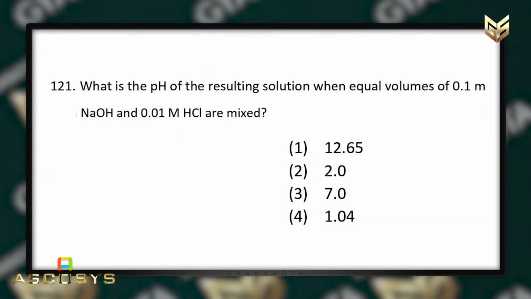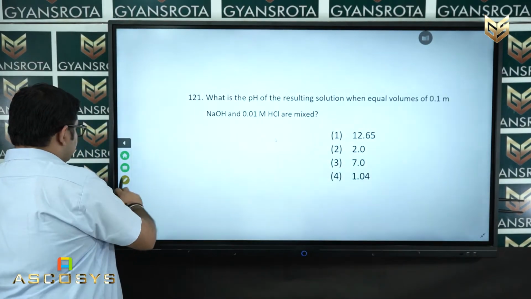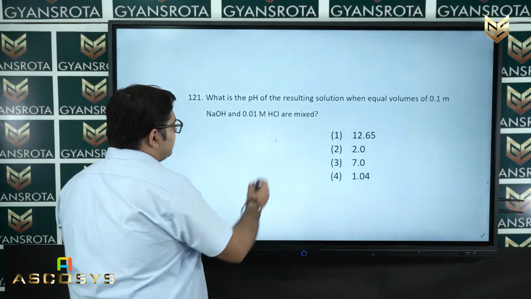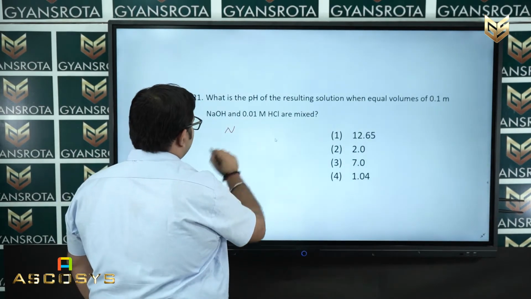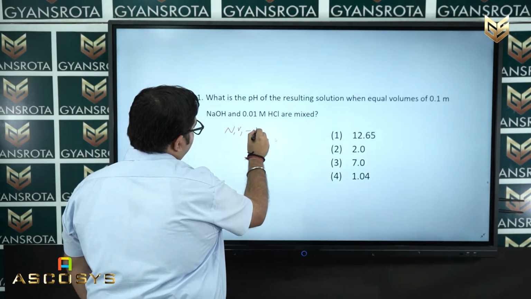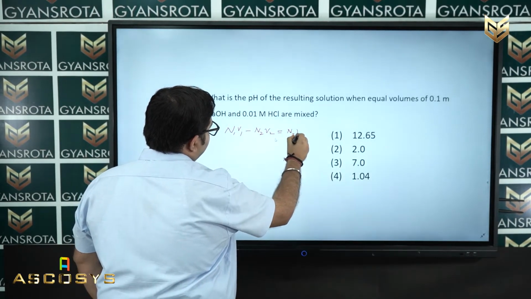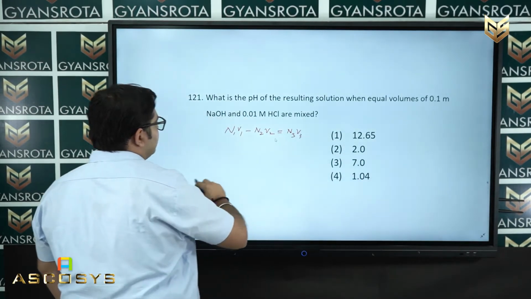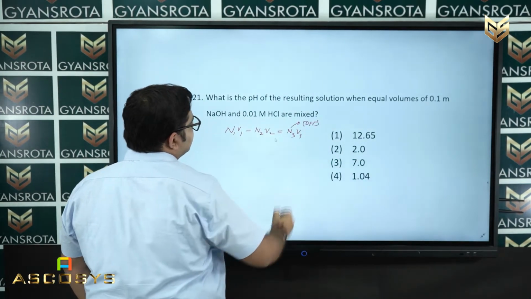So, question number 121 is on your screen. What is the pH of the resulting solution when equal volumes of 0.1 molar NaOH and 0.01 molar HCl are mixed? Now we are moving to the solution part. First of all, we have to find the formula we are going to use here: N1V1 minus N2V2 is equal to N3V3, or you can say N total V total. And this N3 is nothing but the concentration of OH minus.